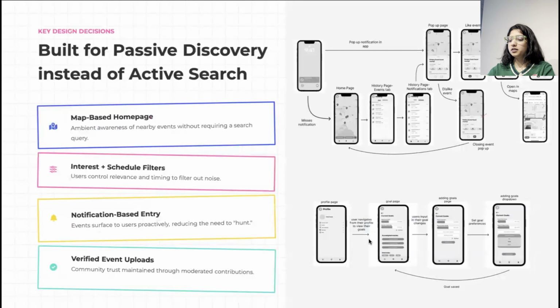The biggest shift was building for passive discovery instead of active search. We achieved this through a map-based homepage that creates an ambient awareness of nearby events. We also included features like filters to give users control without overwhelming them, notifications for surfacing events proactively, and verified uploading to maintain trust in the system, especially since these are college students and we want to ensure their safety too.